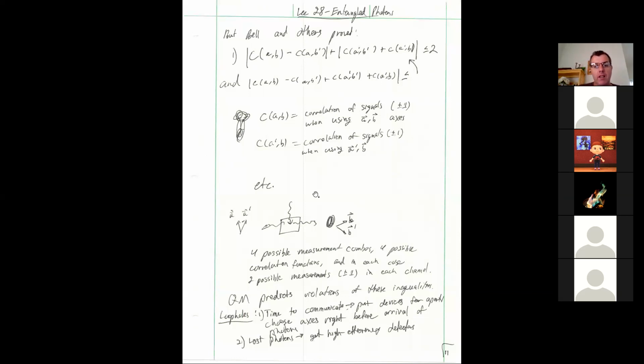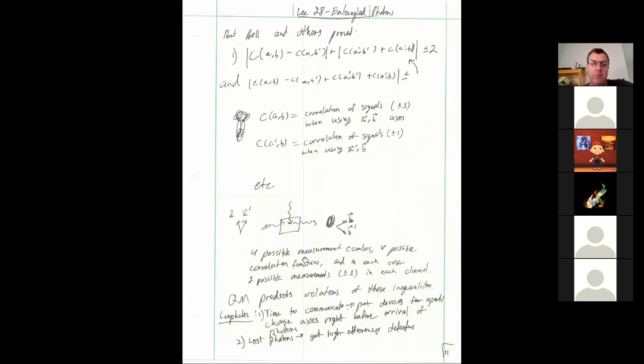And then they did the experiment. And sure enough, in quantum mechanics, you can violate these inequalities, and the experimental data violates these inequalities. The first experiments were done in the 70s. The more convincing Aspect experiment was done in 1982. And since then, people have done lots more experiments to try to close loopholes.